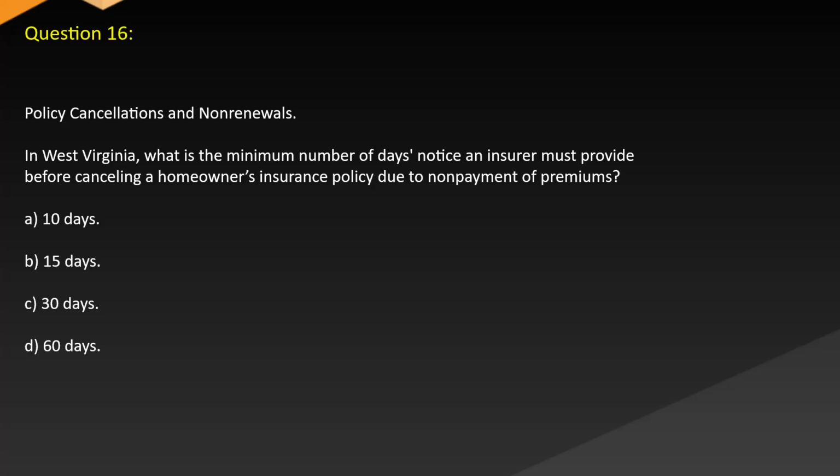In West Virginia, what is the minimum number of days notice an insurer must provide before canceling a homeowner's insurance policy due to non-payment of premiums? A. 10 days. B. 15 days. C. 30 days. D. 60 days.